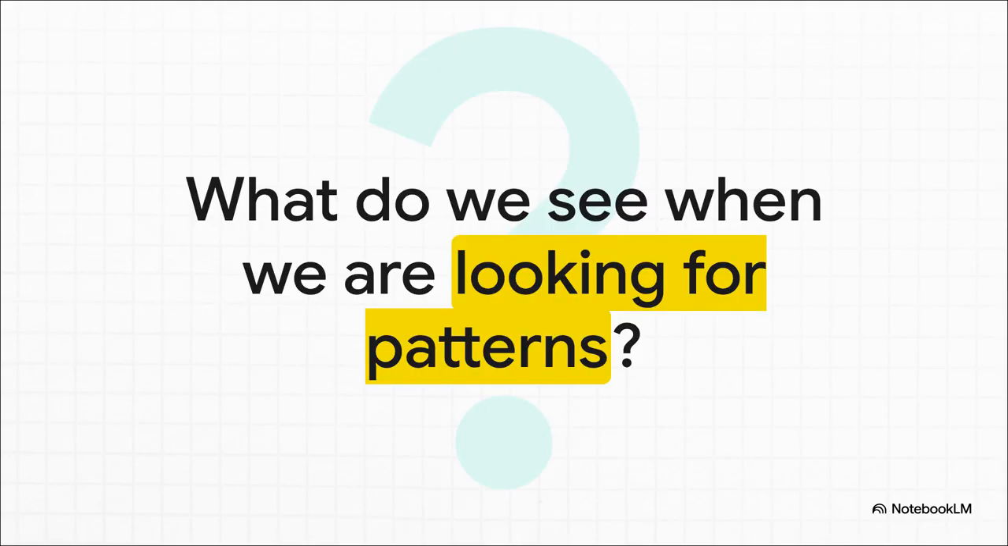So we've decoded the source's internal logic, but it kind of leaves us with a much, much bigger question. It's not really about whether this specific code is true or not, but it's about the nature of patterns themselves. What do we see when we are actively looking for them? And how do we tell the difference between real meaning and just coincidence? That's definitely something to think about.